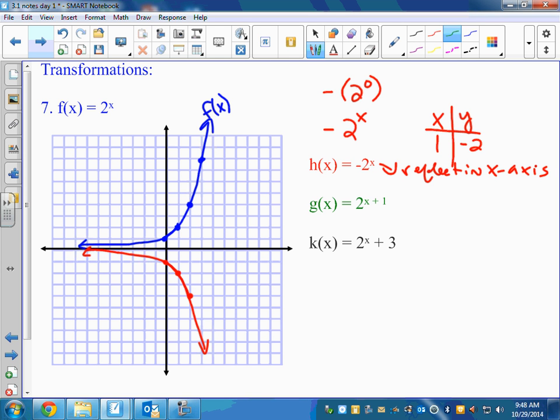What about if something's added or subtracted up in the exponent? Do you remember what that means? Which way it moves? Left. Yeah, it moves left or right. That's a horizontal translation. So since it's positive, this actually is going to move left 1.